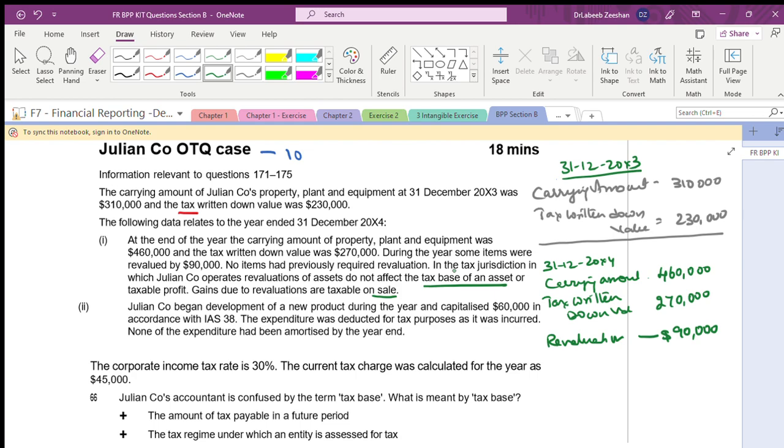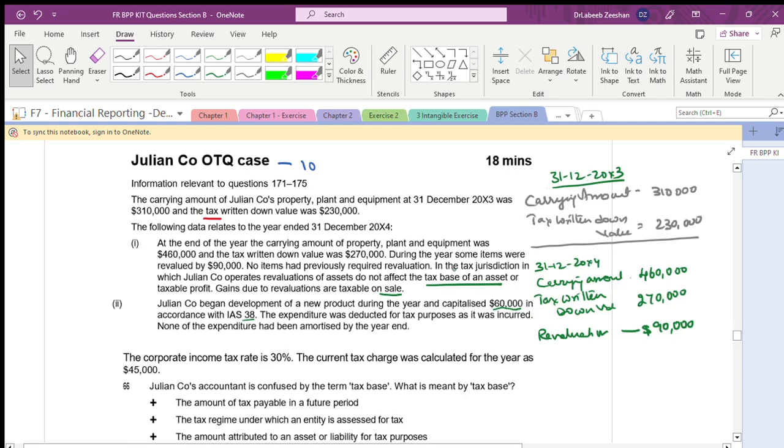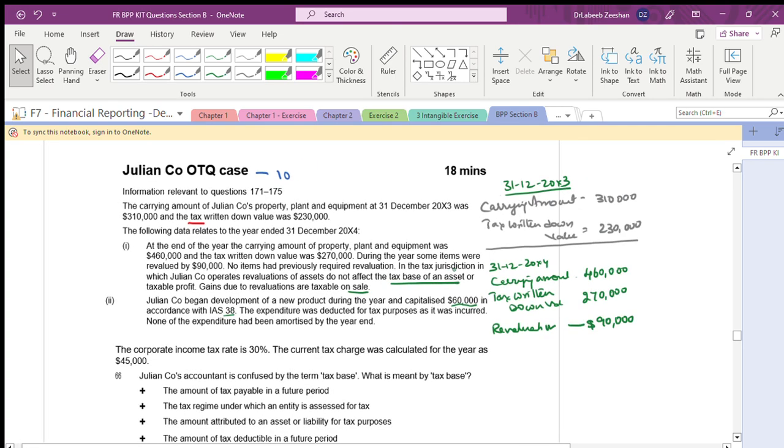Julian began development of a new product during the year, capitalizing 60,000 in accordance with IAS 38. Research and development, I'm just making a small reference on that. Fine. Research expenses, research and development.